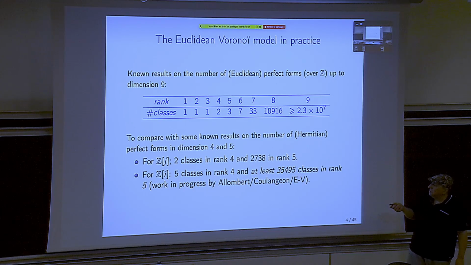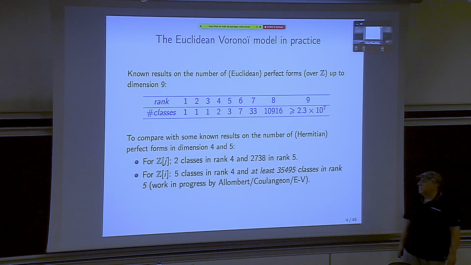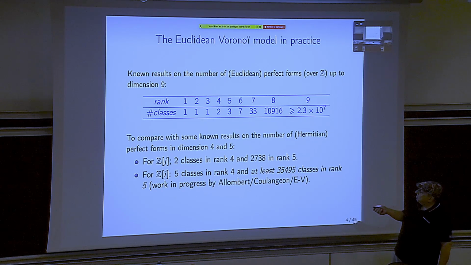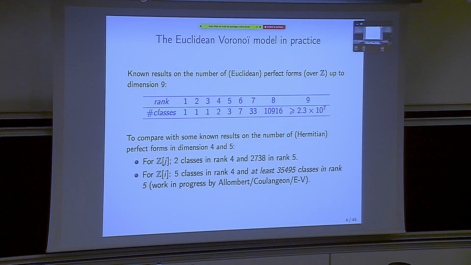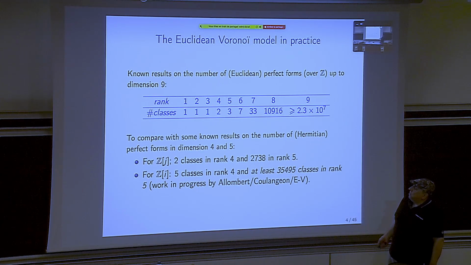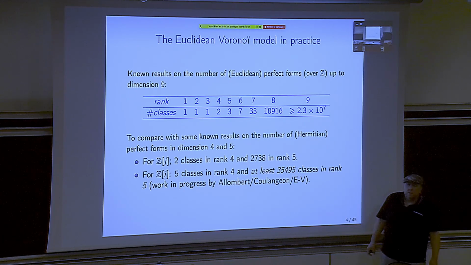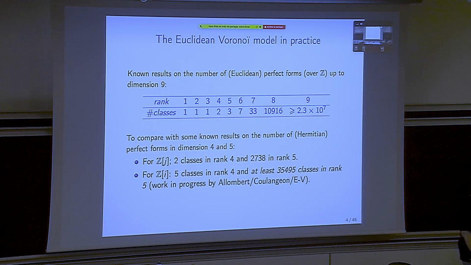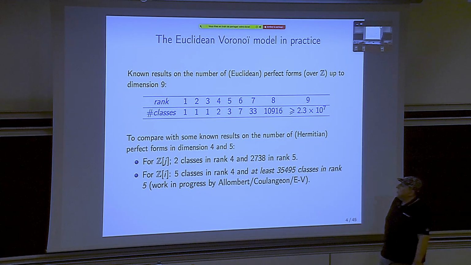We are computing the rank 5 currently, not necessarily the fastest way, but we can say that at least we have, let's say, more than 35,000 classes. But nevertheless, those numbers do not mean necessarily that computations are going to be difficult. So you will need to be smart in the way that you deal with it.